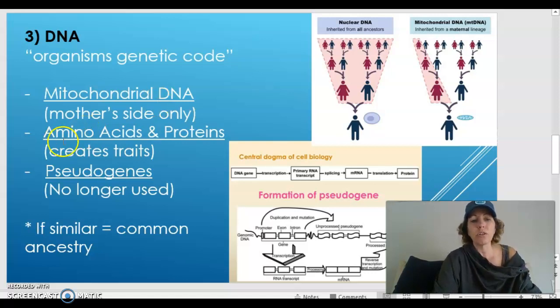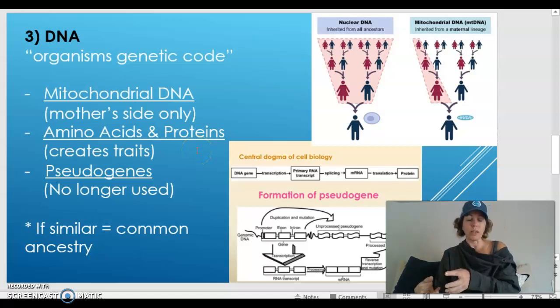We're also going to take a look at amino acids and proteins. If we have similar amino acids, which in turn make a similar protein, then maybe if our proteins are similar, then we are somewhat either related or have a common ancestry.